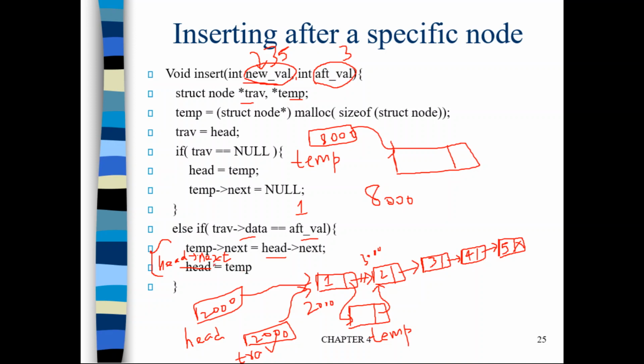If you first do head arrow next equal to temp, then head arrow next will point here, and this pointer is not there. Then we don't know how to connect to 2, and you don't know how to make this new node's, or temp's, next point to 3000. Okay, so generally, first always the right side part should be done.